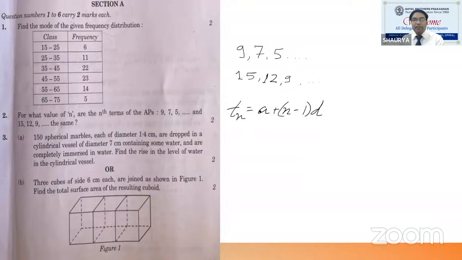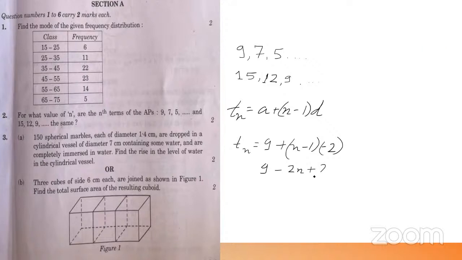For the first AP, I can write that its nth term is 9 plus (n minus 1), and the common difference being minus 2 in this case. So we can simplify this: 9 minus 2n plus 2. That becomes 11 minus 2n.